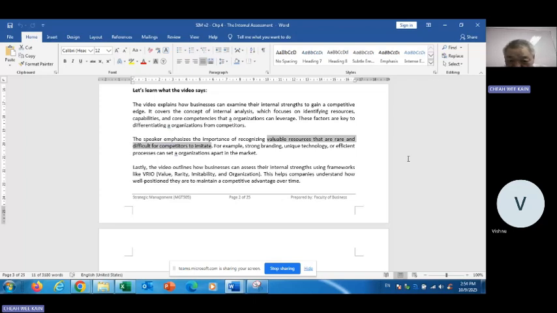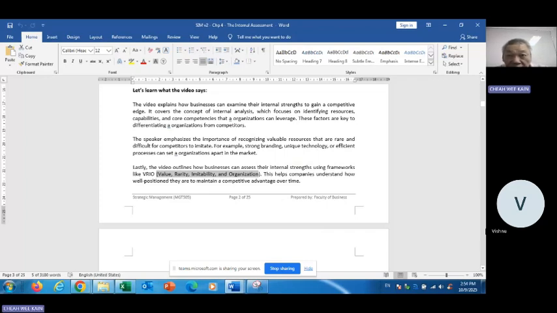Okay, so you have a framework: value, rarity, imitability, and organization. Let's look at the resources. Let's say for example, is this particular patent rare? Yes, that's good. It has great value. No other people have this patent. It is rare. Other people cannot come up with the same patent easily. It's not easy to copy by others. And organization: your organization is strong enough to make use of this patent.